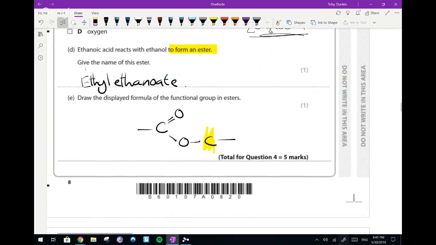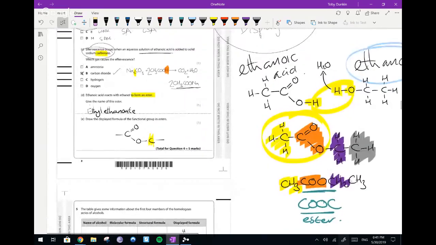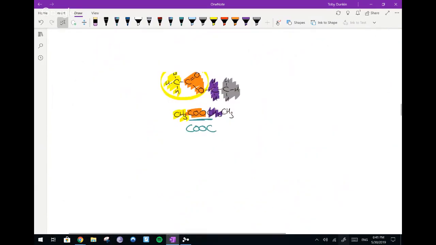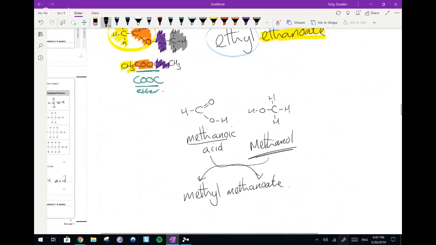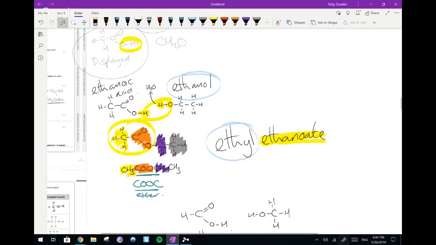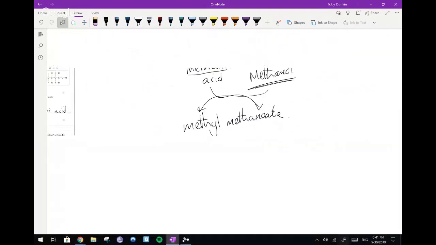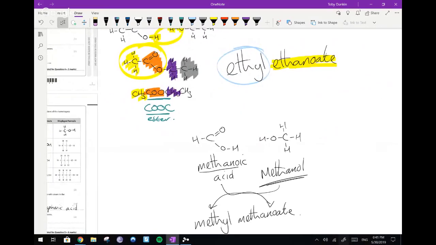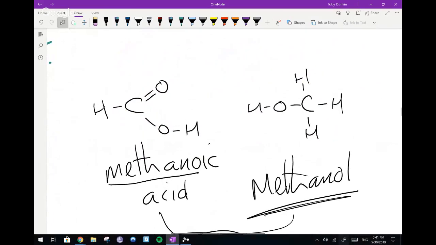It then says, draw the displayed formula of the functional group in an ester. Now we've got a few families at GCSE. You've got the COO in the middle, which is what's called the functional group. Now a functional group is the part of a molecule that gives it its chemical properties.